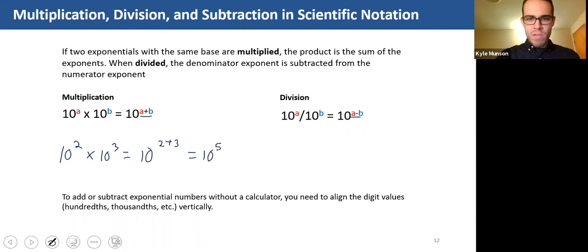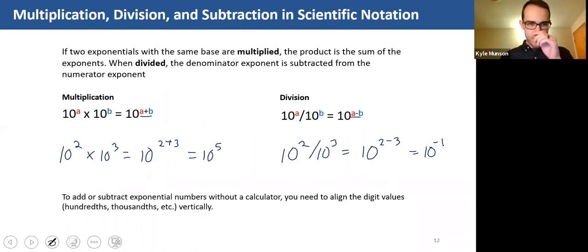Same idea here. If I had 10 to the 2 divided by 10 to the 3, this is 10 to the 2 minus 3, or 10 raised to negative 1. So you're going to do this in your calculator, but this is a good way to double check your work, see if it makes sense.